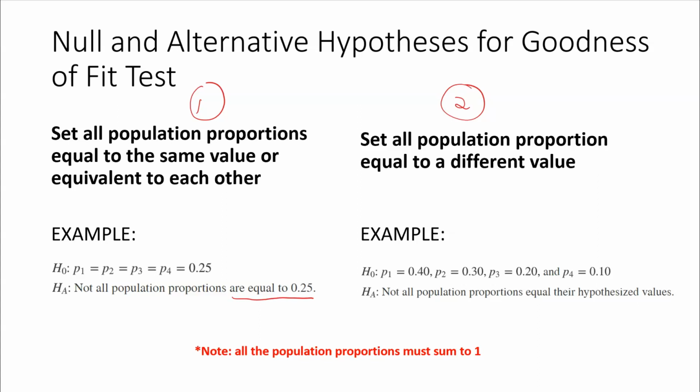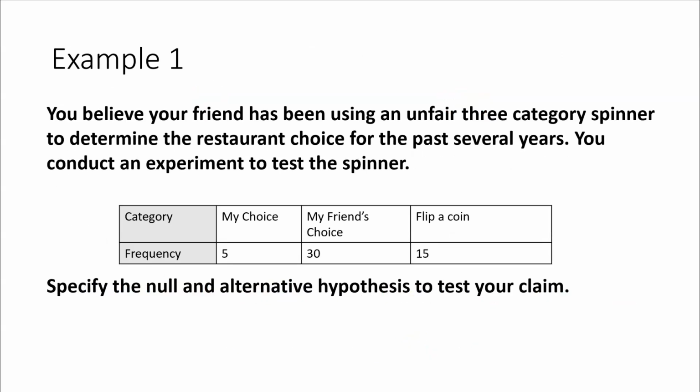In this other instance, maybe each proportion is a different value. We can think about the M&Ms: maybe there's not the same amount of brown, green, red, etc. So each one is a different value, and the alternative in that case would be that they don't equal their hypothesized values. It is important to note that all of the proportions in the null must sum to 1.